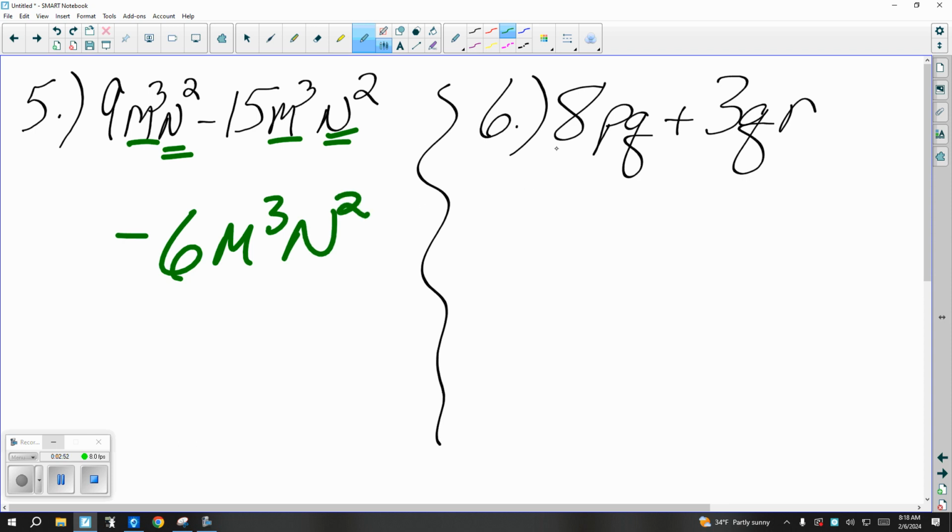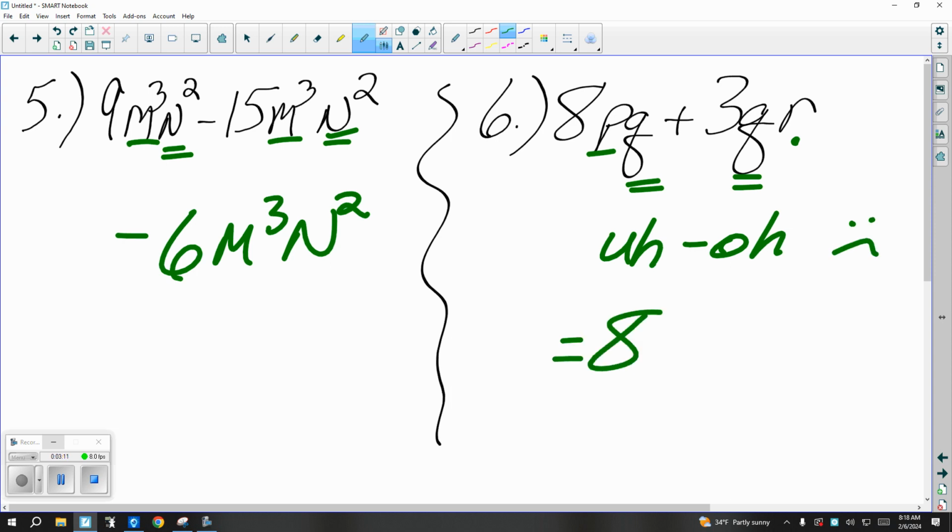Number 6, does this match? Uh-oh. Does this match that? Yeah. Uh-oh. No matchy. So guess what the answer is? 8PQ plus 3QR. You can't do anything with that. Like, that's the answer. You can't, nope, you can't manipulate it at all. Later, we can talk about factoring, but not right now.